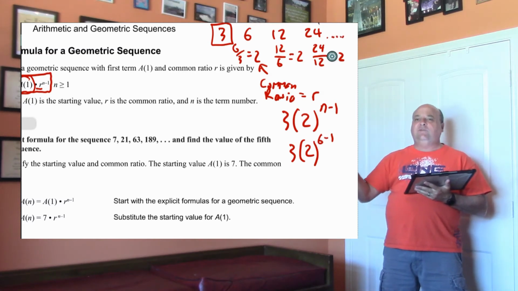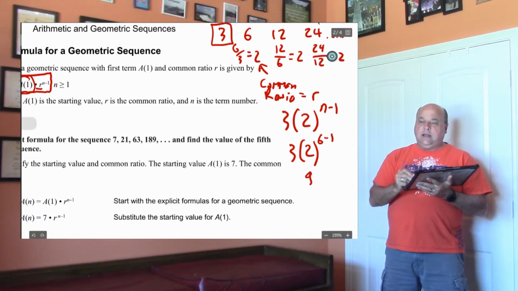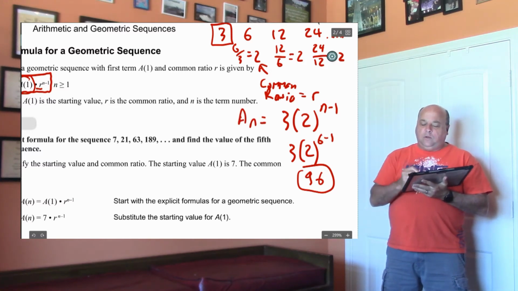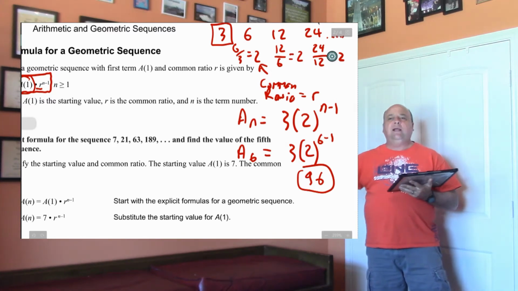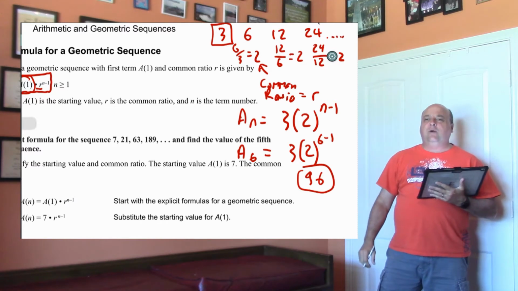6 minus 1 is 5. 2 to the 5th is 32. 32 times 3 is 96. Okay, so this is real easy. Make sure you put a to the n equal. This would be a to the 6 equals, right? And you just replace it. Easy, easy, easy. Remember, you're probably not going to generate a graph from this.